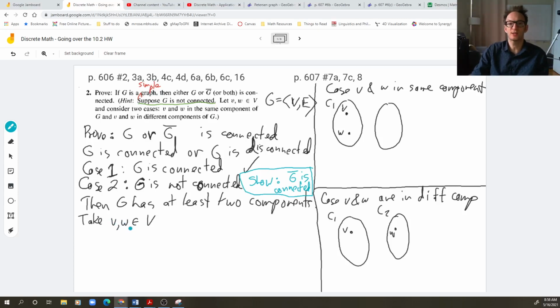And how do I show that there is a walk between these two arbitrary vertices in G complement? The logic of why there is a walk between them is going to depend on where these vertices are. And the answer is they're either in the same component of G or they're in different components of G.